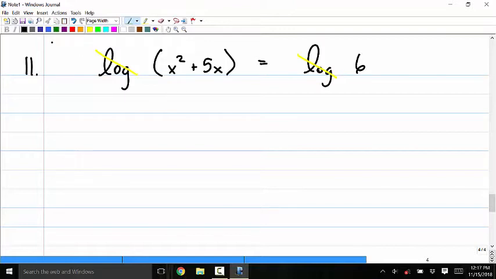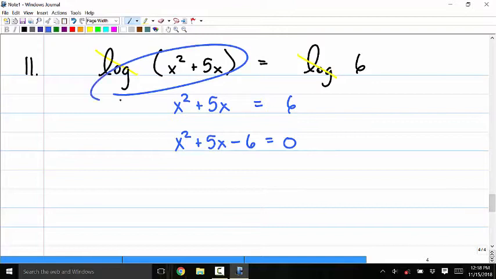You're left with x squared plus 5x equals 6. So do x squared plus 5x minus 6 equal to 0, and then factor. Set both factors equal to 0, solve for x, and then what do you need to go do? Check it. Good.